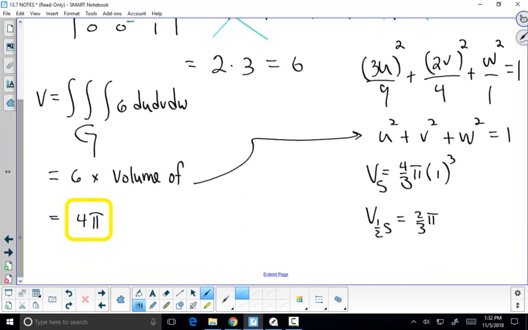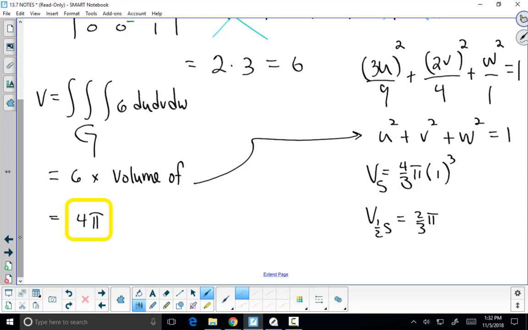Well, what coordinate system would you want to use over here if you were trying to find the volume of a sphere? Spherical. Excellent. If you want to find the volume of a sphere and you don't know 4/3 pi r cubed, you would use spherical, and in spherical, your rho would go from 0 to 1 in this case.